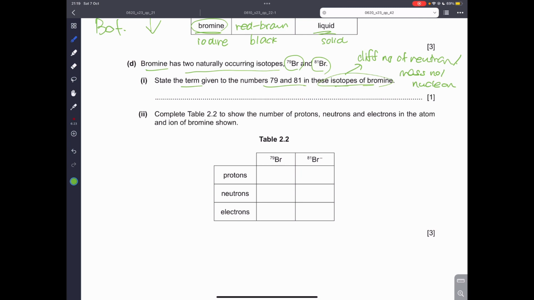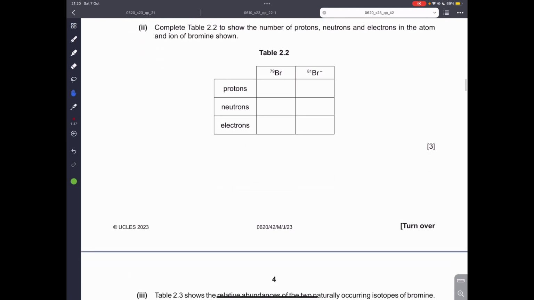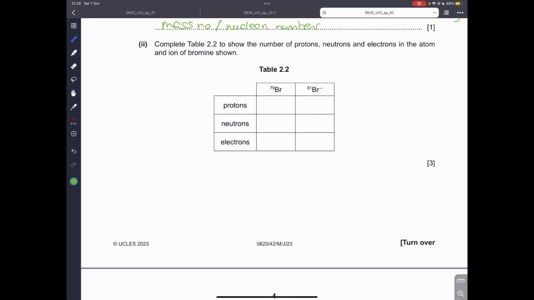Okay, mass number and nucleon number mean the same thing, but basically the fundamental is that they have different numbers of neutrons. So we can say that these numbers represent the mass number or the nucleon number. It basically means the subatomic particles that are in the nucleus are called the nucleon number. Okay, this question is also a completion question to show the number of protons, neutrons, electrons of the ions of bromine. So the protons, remember, will be the same because they are essentially the same element.